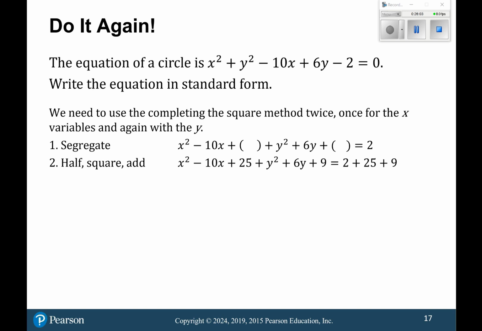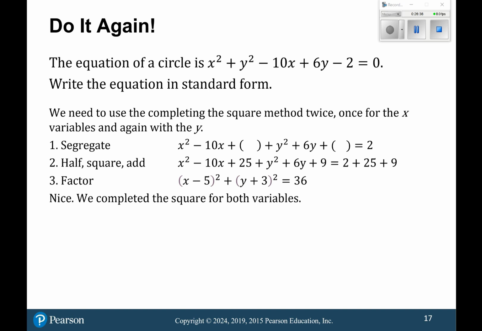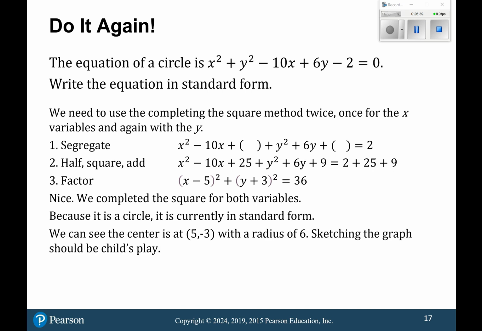Take a look at the y to the first term. The coefficient is 6. Half of 6 is 3. 3 squared is 9. Add 9 to both sides. So in its factored form, we get the quantity x minus 5 squared, plus the quantity y plus 3 squared, equals, okay, 2 plus 25 plus 9 is 36. Now again, careful, don't go overboard. This is a circle. We are not going to divide everything. We're not going to set it equal to 1. The center is at 5, -3. The radius is 6.